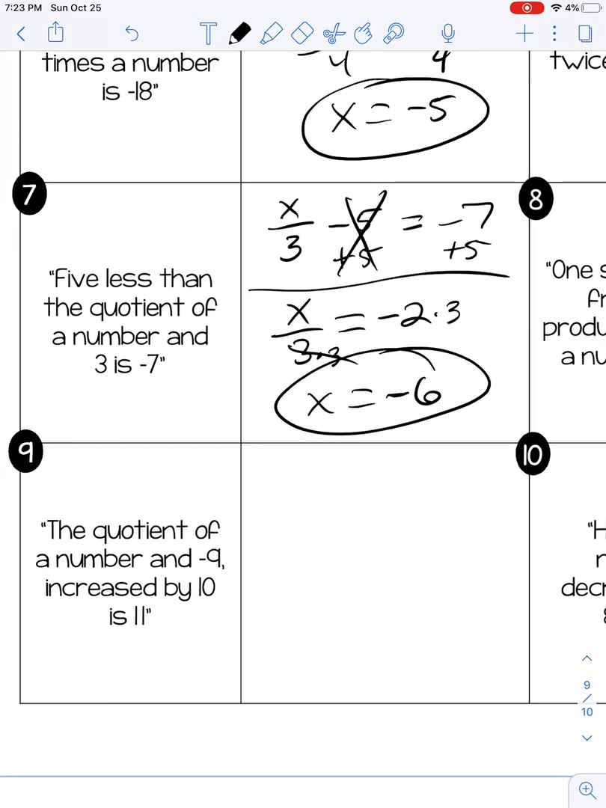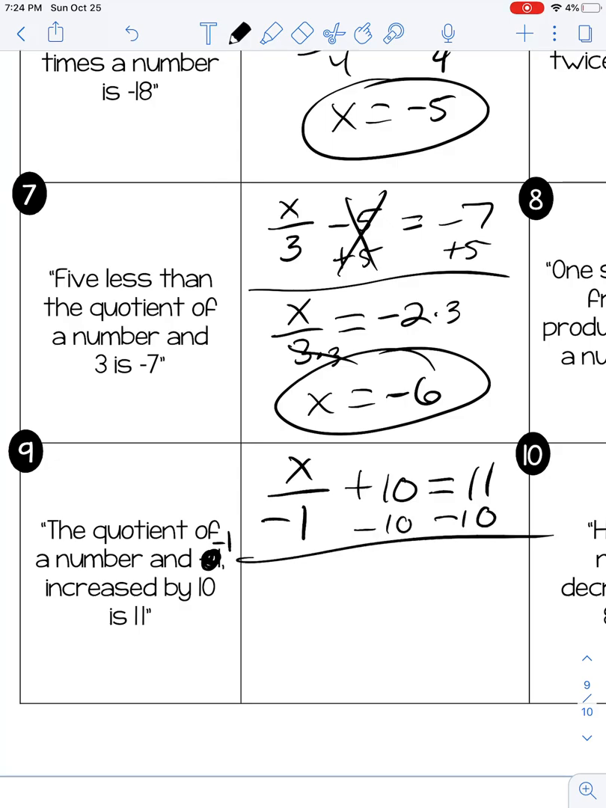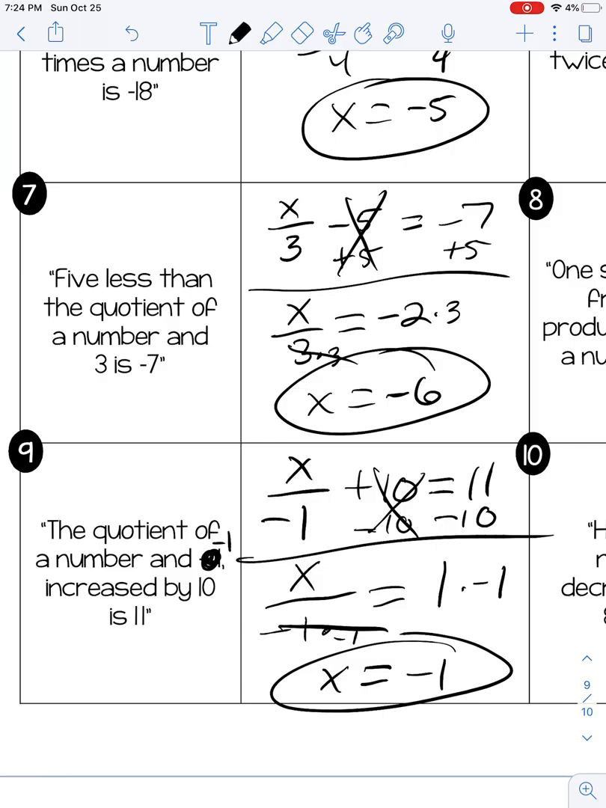Number 9, the quotient. Now, for some reason, I don't know why they have a negative q here. I'm just going to change that to a -1 for it to make sense. Maybe that was a typo. So the quotient of a number and -1, increased by 10 is 11. Bam. So obviously we'll subtract 10. And that's 1. How do you get rid of the number on the bottom of a fraction? Multiply by the number on the bottom of the fraction. 1 times -1 is -1.